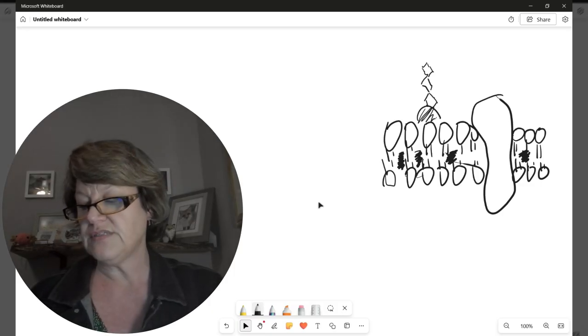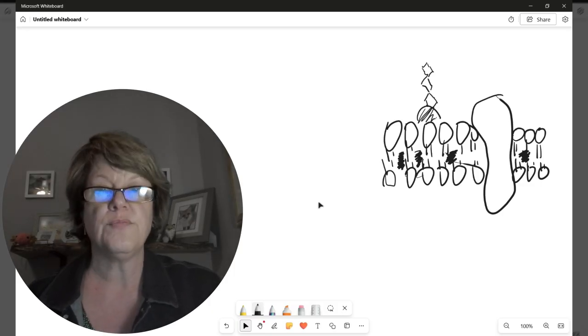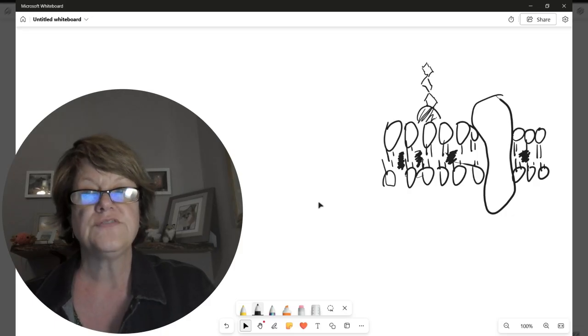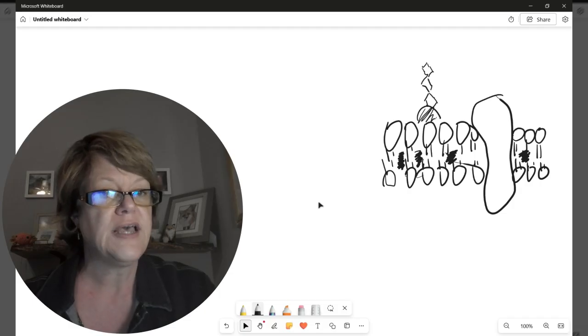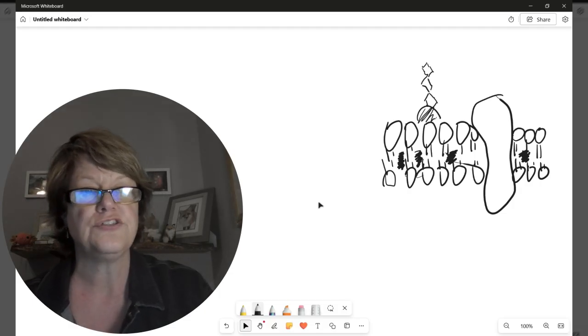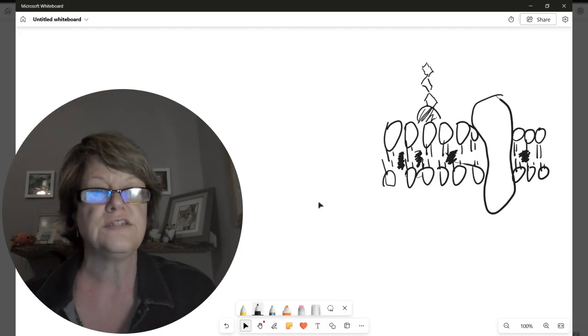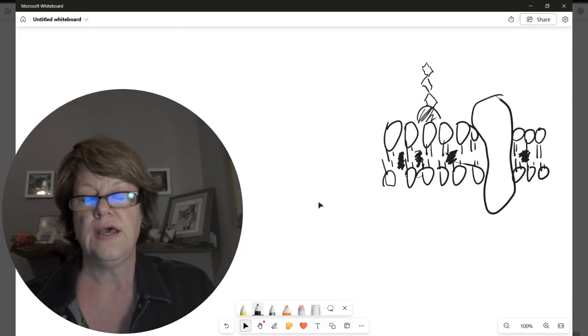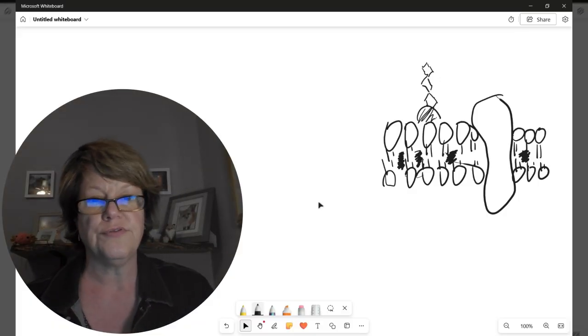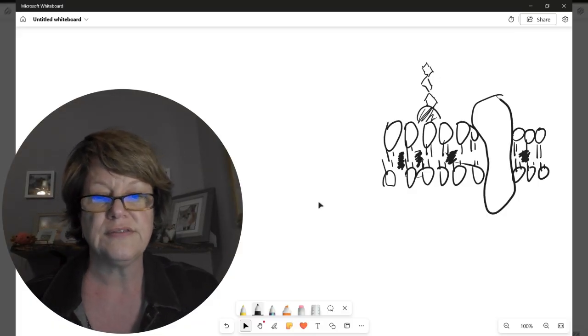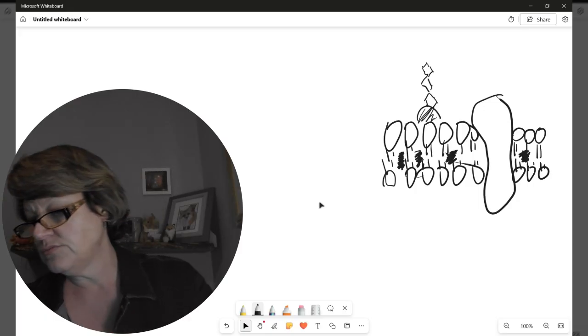Number 14, explain the purpose of the cell cycle for a multicellular organism. It's for growth of the organism and repair of tissues, not repair of cells. The cells are repairing the tissues. By making more cells, the tissue is repaired, and for maintenance of tissues. So growth of the organism, maintenance and repair of tissues.